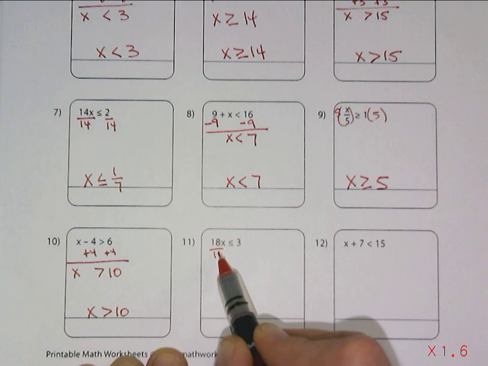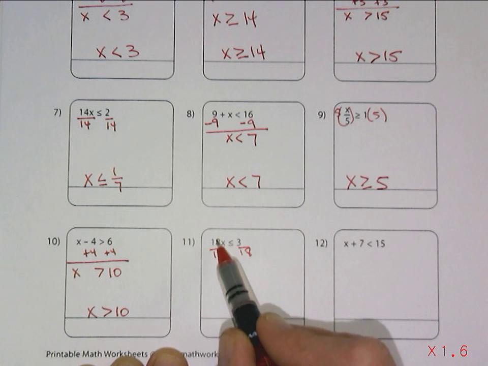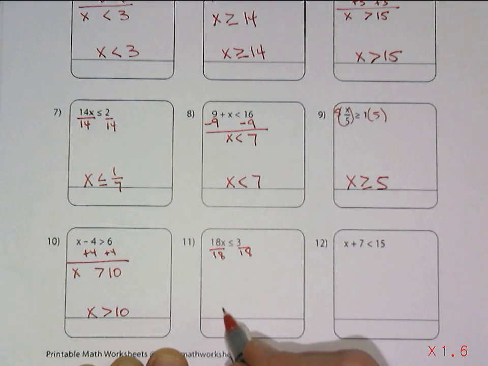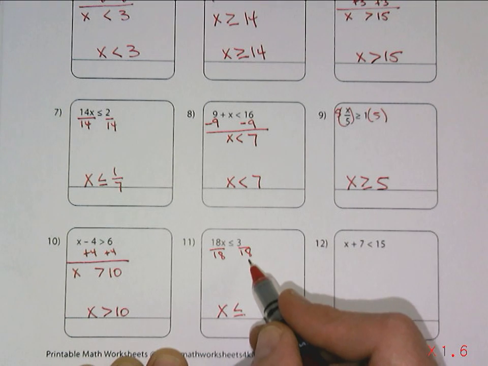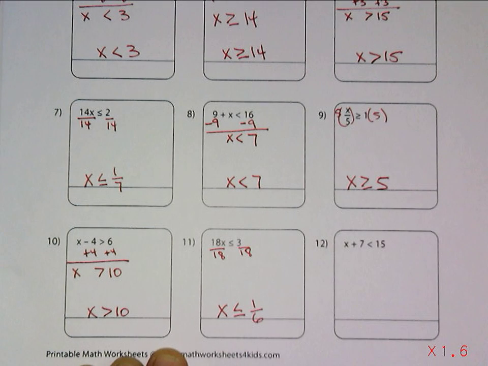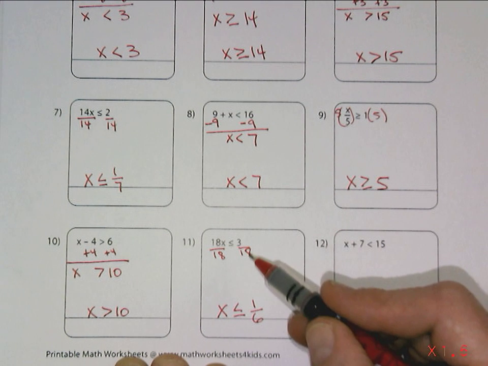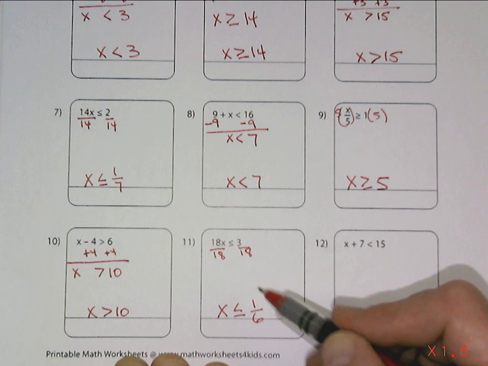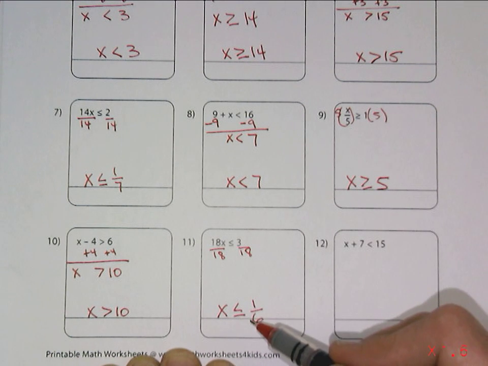Divide by 18, because it's multiply. 18 divided by 18 is 1x, is less than or equal to 3 divided by 18. Actually, it can be reduced to 1/6, because 3 goes into itself once, and 3 goes into 18 6 times. So we're going to reduce the fraction as well if we can. So x is less than or equal to 1/6.